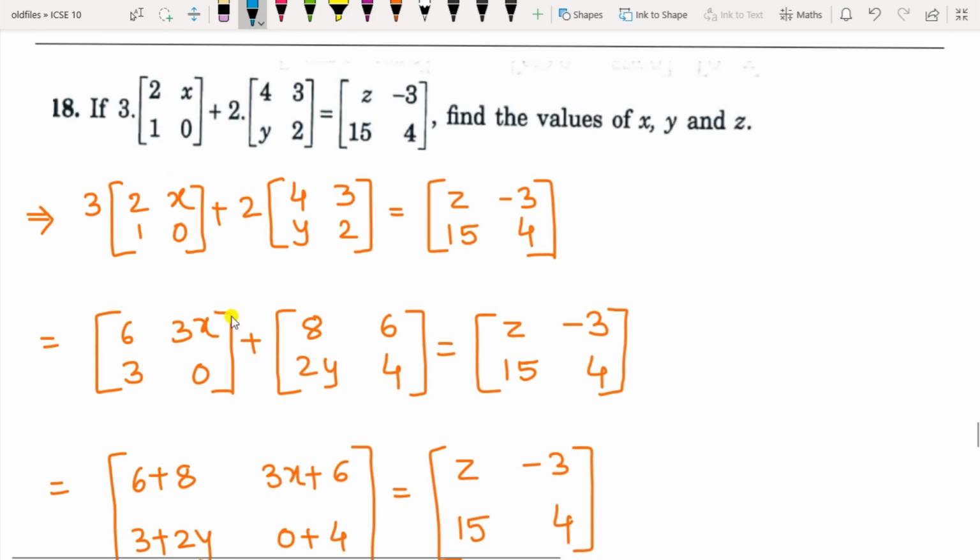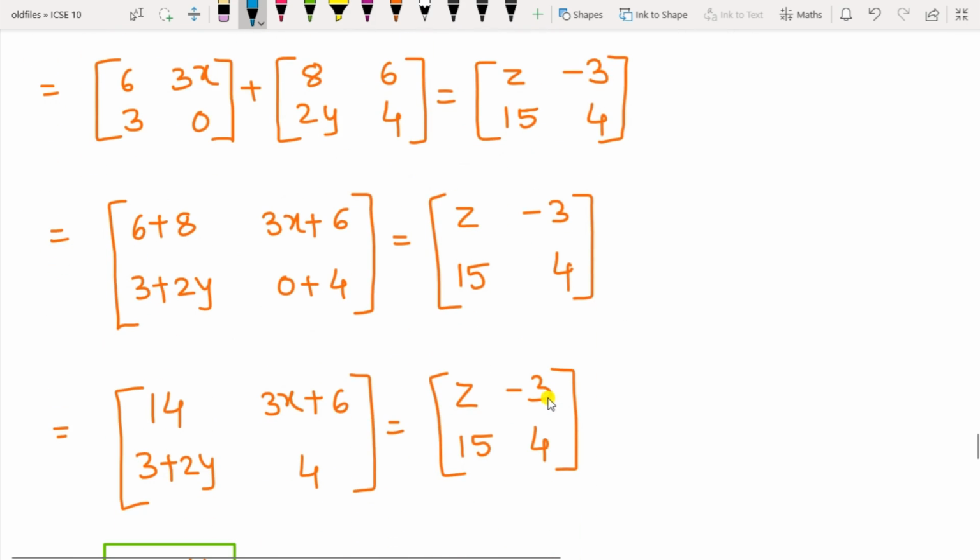Question 18 here, x, y, z variables are there. You have to find the values of x, y, z here. First multiply 3 inside the bracket. So you will get 3 times 6, 3x, 3 and 0. Multiply 2 also here. So you get 8, 6, 2y and 4. And this is the z matrix. Okay. Now you have to add these two. So this will be 6 plus 8 is 14, 3 plus 2y, then 3x plus 6 and 0 plus 4 is 4, equal to the other matrix.